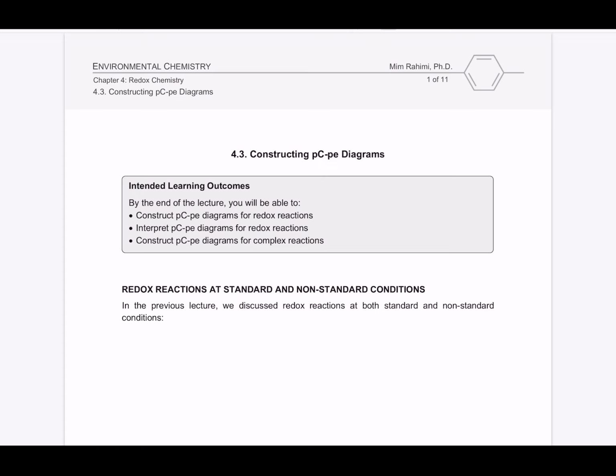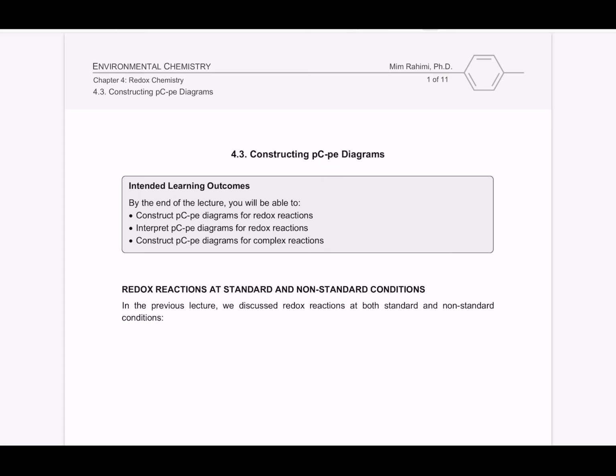Welcome to the third lecture of chapter 4. This lecture would be pretty fun. We're basically combining whatever we've learned so far into this lecture by also integrating the redox reaction.